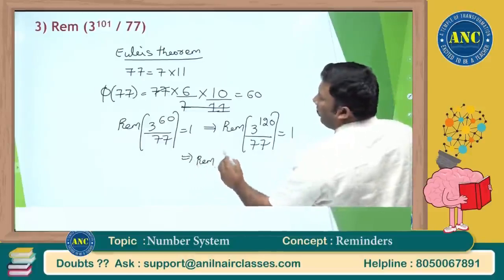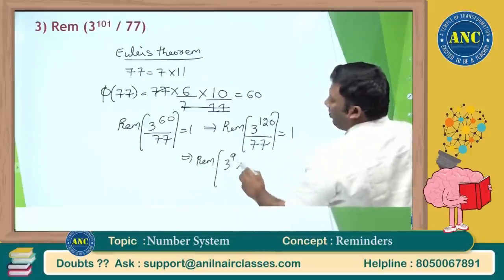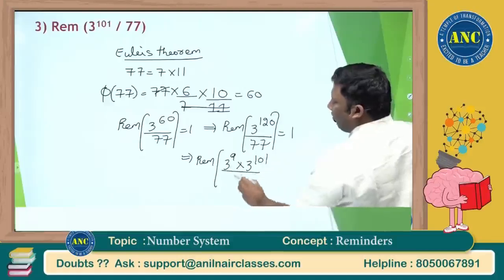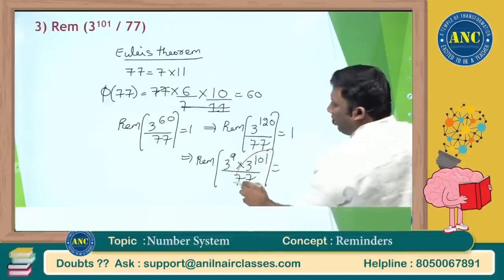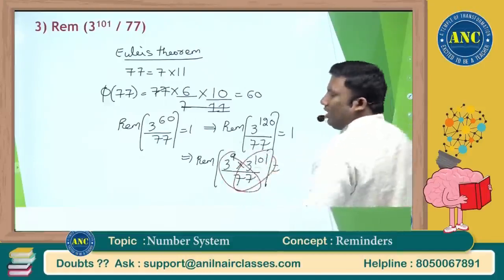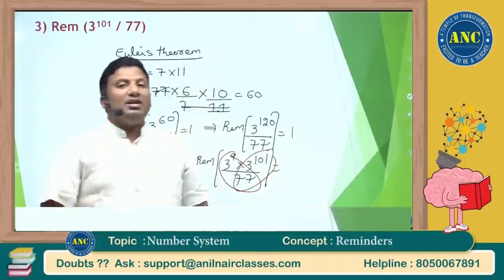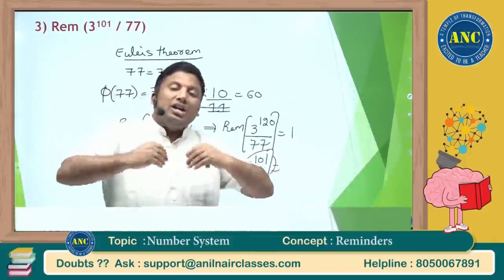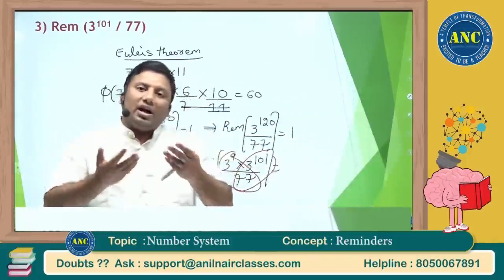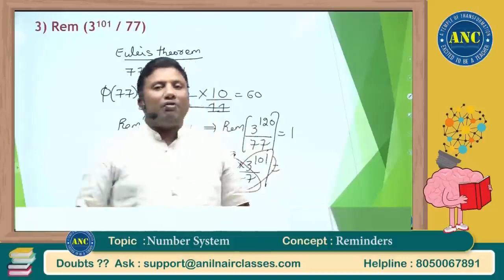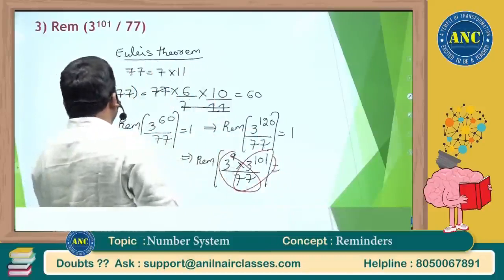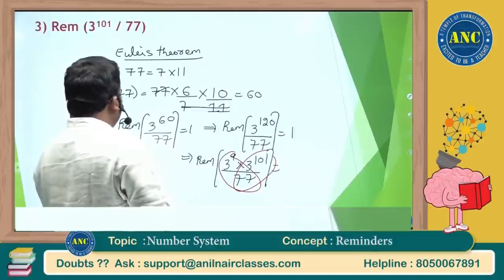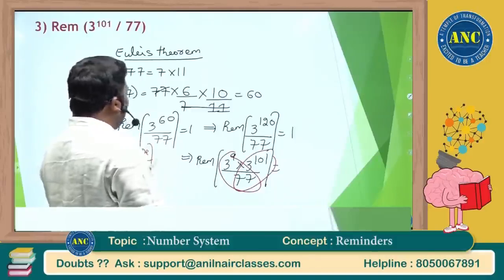Which value do we require? We require 3 power 101. 3 power 9 into 3 power 60 divided by 77 is 1. Now if you observe, what we require is 3 power 9 divided by 77. Try to find out whether the remainder is plus 1 or minus 1. 3 square is 9, 3 cube is 27, 3 power 4 is 81. So writing it as 3 power 4 whole square into 3 power 1 divided by 77, isn't it very complicated?